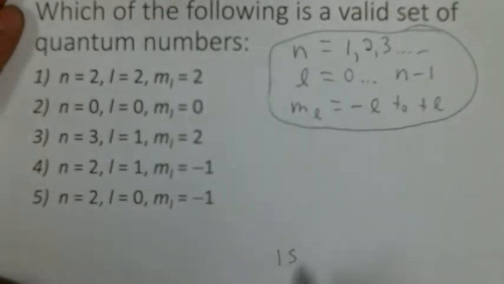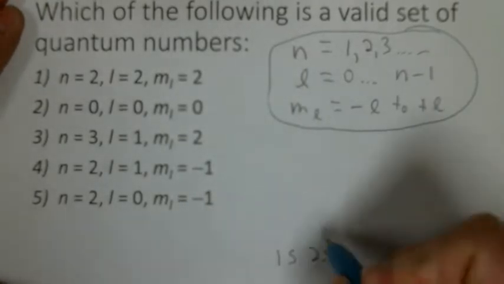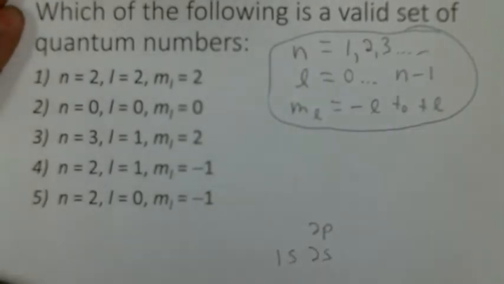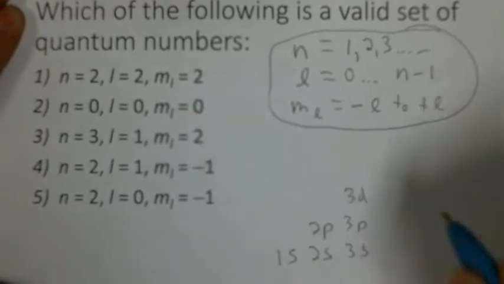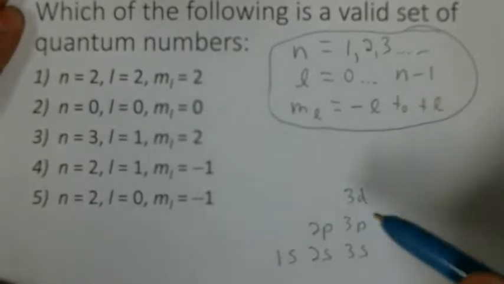But anyway, 1s. Hopefully you will have done enough of the homework by that point that you know it starts with 1s. And so the first shell has only one subshell. So you're done with the first shell. The second shell has two subshells, the S and the P. The third shell has three subshells, the S, the P, and the D.